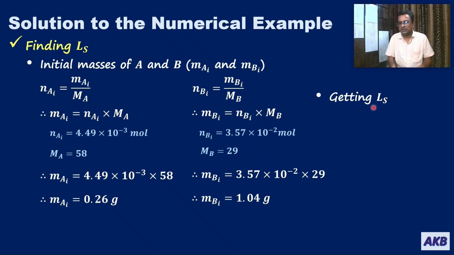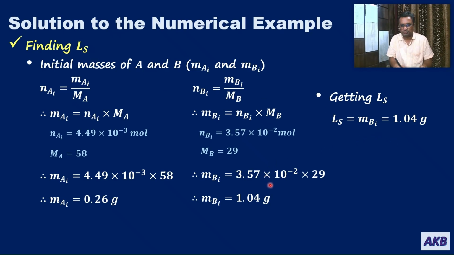Now, how to get LS? Finally, you can get LS. As I said, LS is the mass or mass flow rate of the unadsorbed component. In this case, the unadsorbed component is air. So LS is nothing but the initial mass of air that is present in the mixture. That is, LS is equal to MBI, which is nothing but 1.04 gram. So in this way, we complete our calculations for step number 1. Finally, we have got the value for LS.